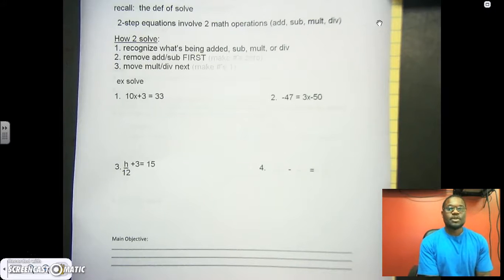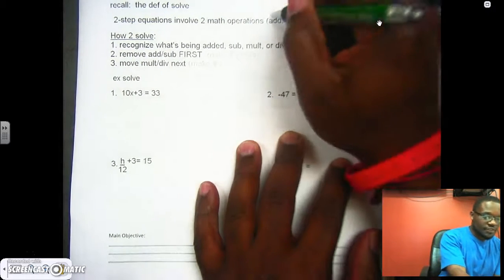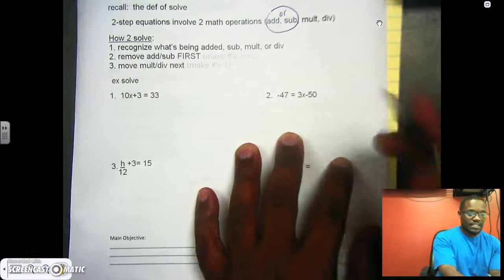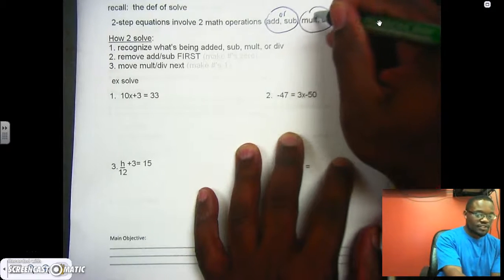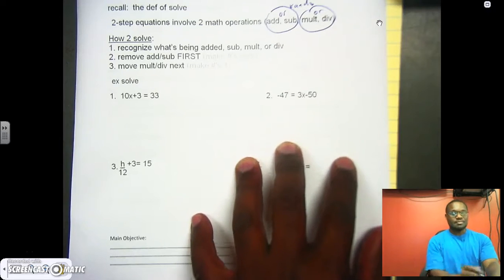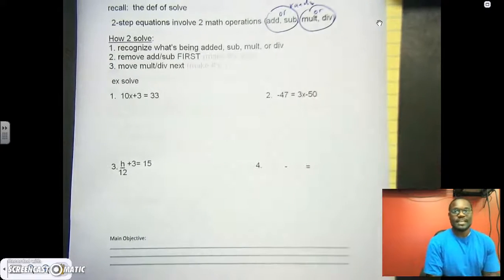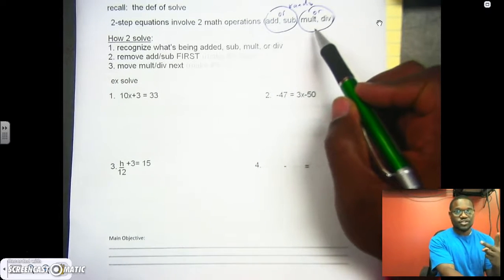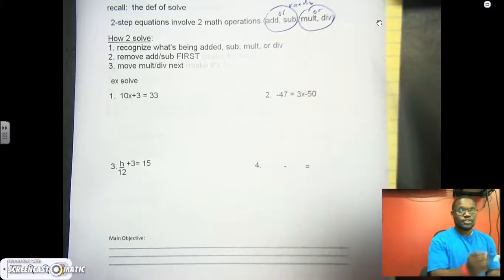Now, two-step equations involve two math operations. We have addition and subtraction. Those two work together, so it's one or the other. And multiplication or division is one or the other, and it's one from each. Don't want to make it too complicated, but one from each one of these little circles here gives us our two steps. So we're either going to add or subtract, that's one, and we're going to multiply or divide, that's two.